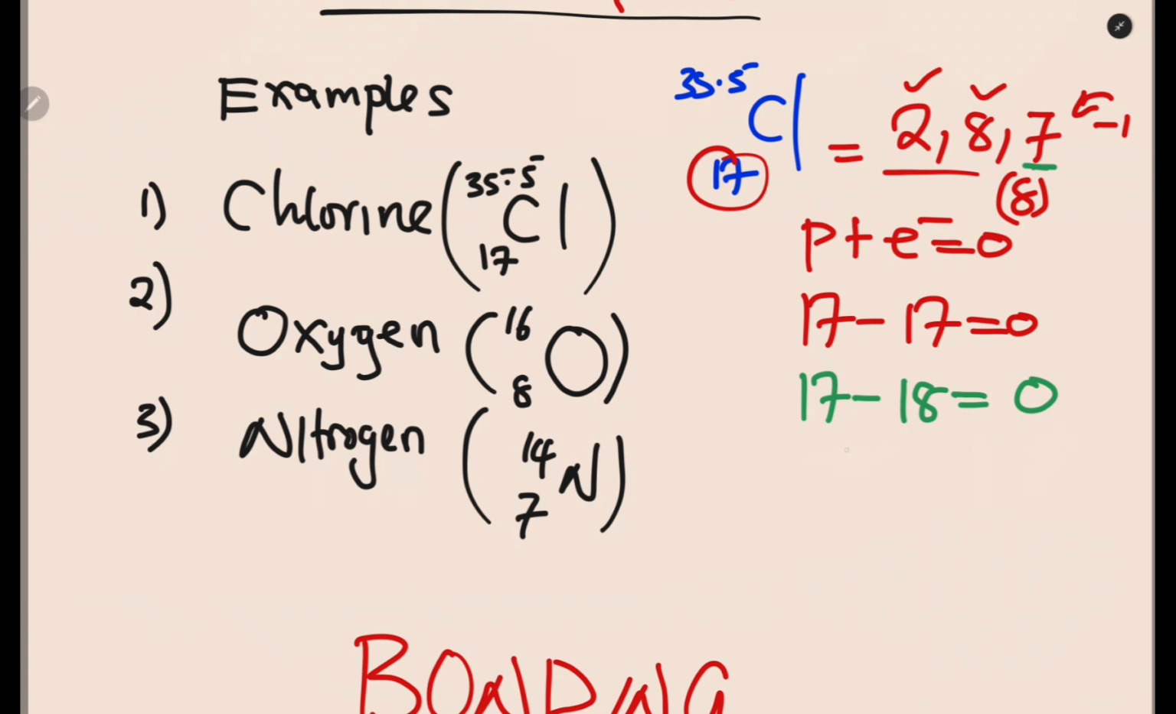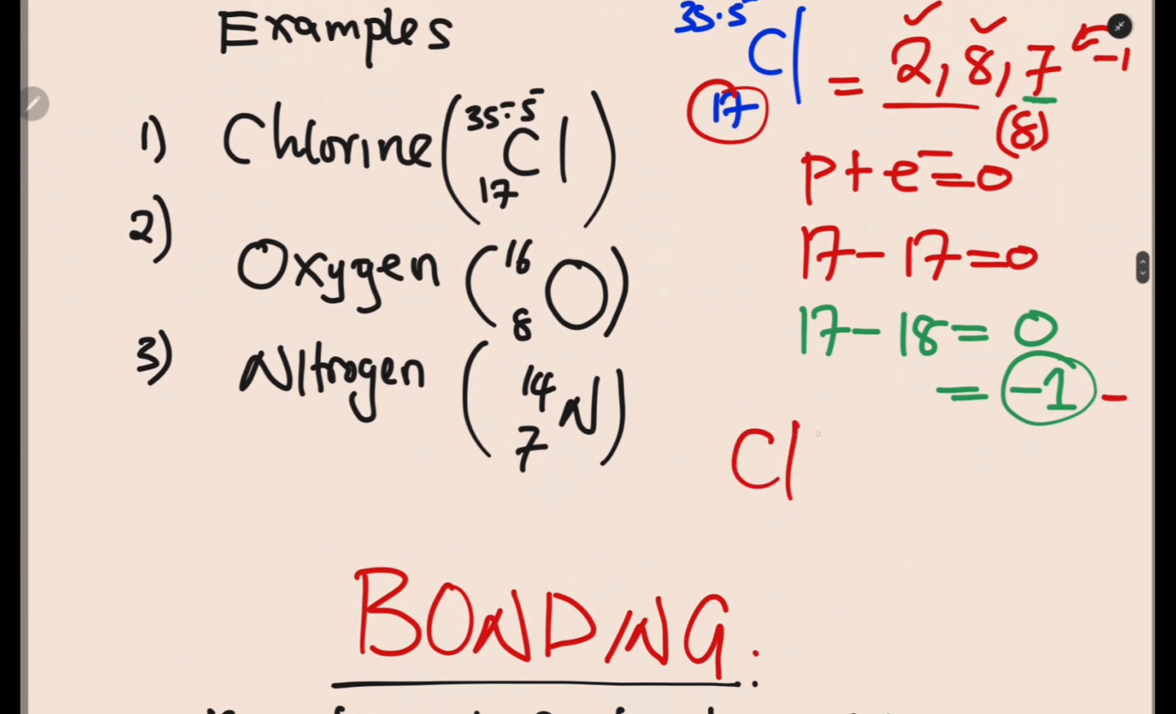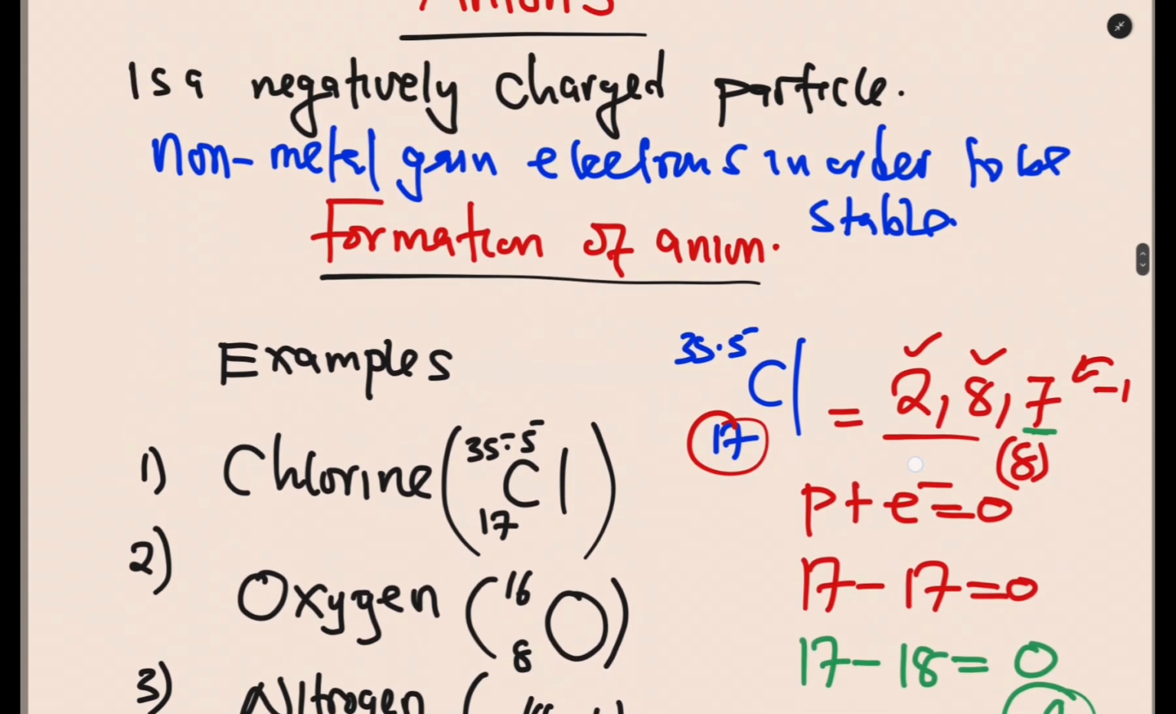So let us do some mathematics. You are going to find that 17 minus 18 gives the answer -1. Now we are not going to write the charge as -1, but just a negative sign. And therefore the chlorine ion is written like this with a negative. Okay, so that is very important.